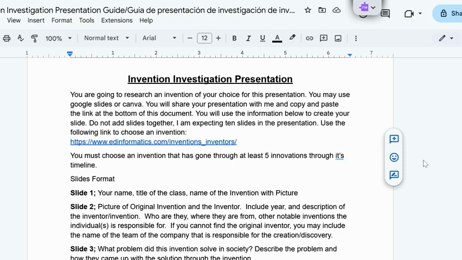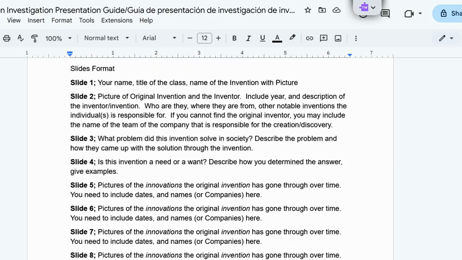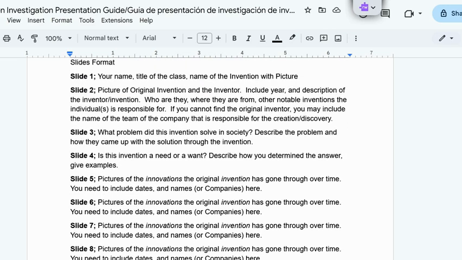Let's look at the format real quick. Obviously, the first slide is your name, the title of the class, PLTW, and the name of the invention with a picture. On some of these, you will have to have a picture. Slide 2 is the picture of the original invention and the inventor. Try and find the first known picture of your invention and who invented it.